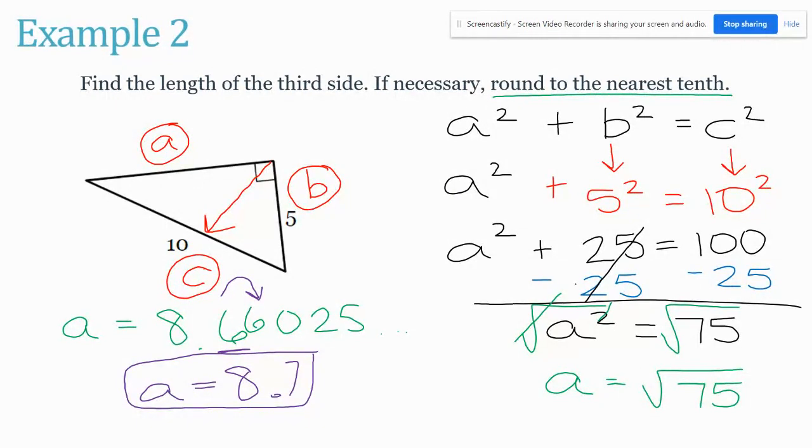And then you just solve from there, and just remembering that to get rid of the squared, you're going to have to find the square root of both sides of this equation. Good luck.